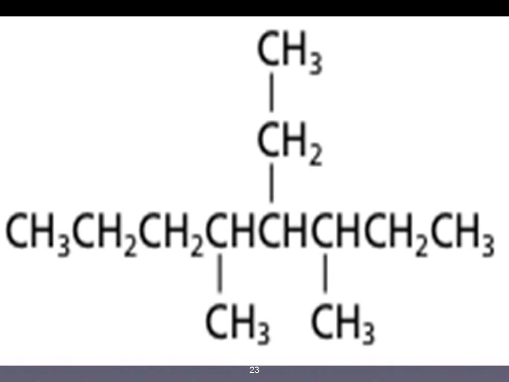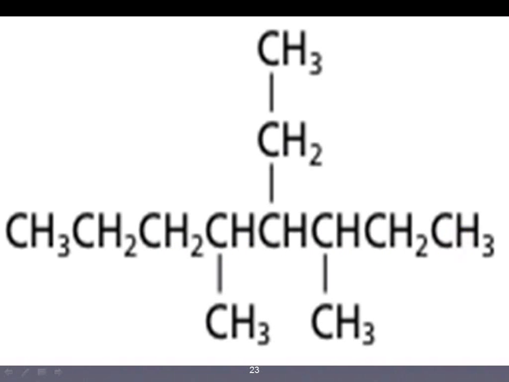We must first find the parent chain. Is it here? 1, 2, 3, 4, 5, 6, 7, 8. Is it here? 1, 2, 3, 4, 5, 6. How about over here? 1, 2, 3, 4, 5. Nope, in this case, it's that easy one. Straight across, 1, 2, 3, 4, 5, 6, 7, 8. Straight across is an 8-carbon chain.